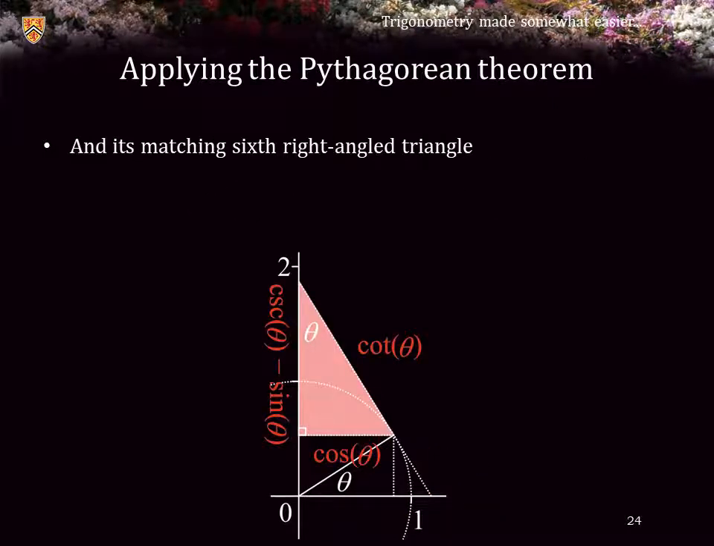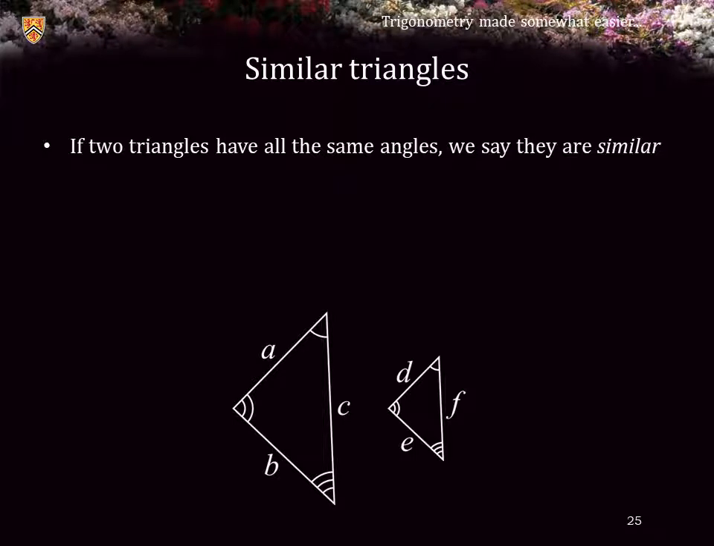And here's its matching sixth right-angled triangle with sides cosine theta, cosecant theta minus sine of theta, and cotan of theta as the hypotenuse. And so therefore cosine of theta squared plus (cosecant theta minus sine theta) all squared must equal cotangent of theta squared. So now we've finished applying the Pythagorean theorem to get 6 formulas.